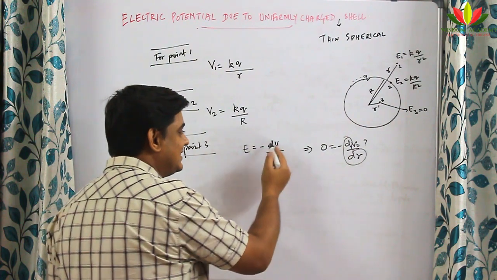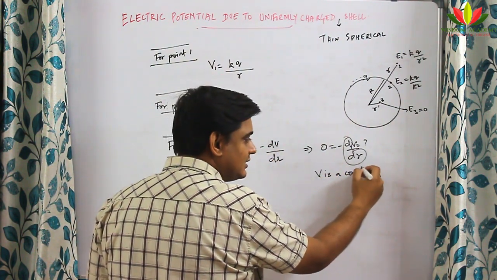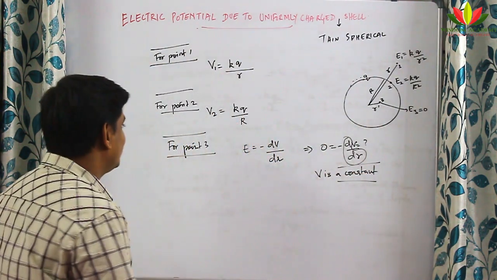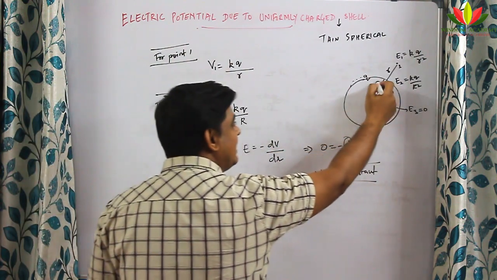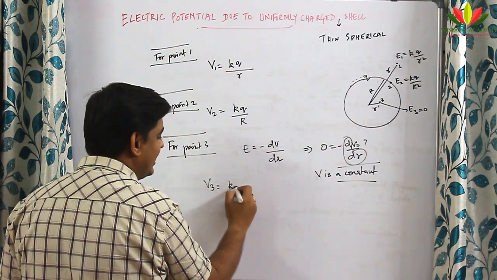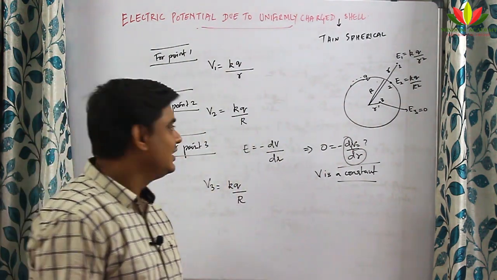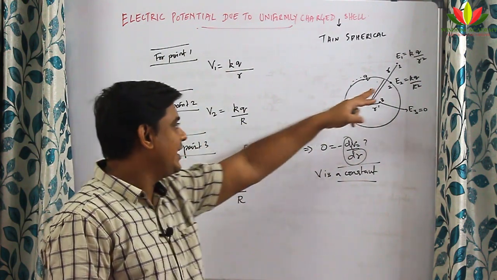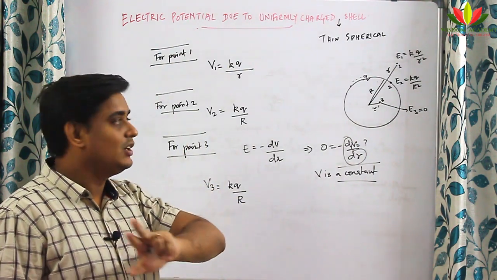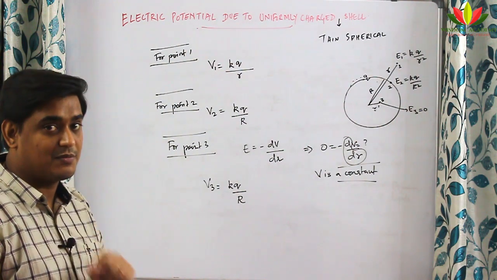So since this is 0, V is a constant. V will not change. So whatever V is at point 2, the same will be V at all the inside points. So V3 will be kq by R only. Do you understand? So kq by R at 2, kq by R at 3, and kq by small r at 1. But this value will not be the same for the electric field. Sometimes they may ask this question in competitive examinations also.